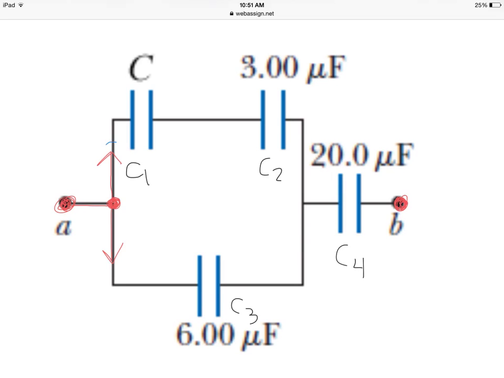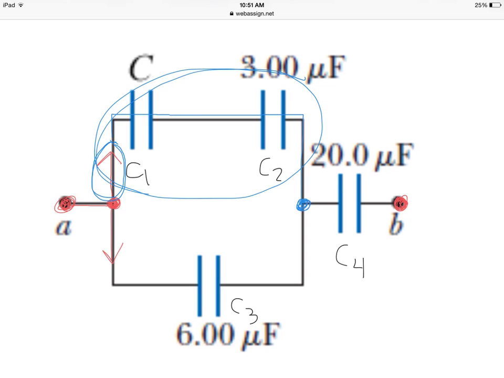For these charges that are going up, we could now treat the capacitors like resistors, so that for these charges that are actually going up, they would have to pass through capacitor C1 and C2 before they would reach this junction here. So in this case, we could actually see that capacitors C1 and C2 are connected in series.